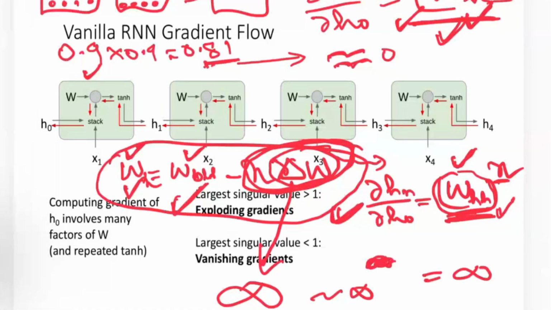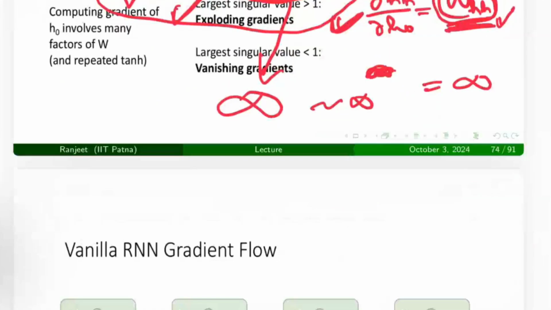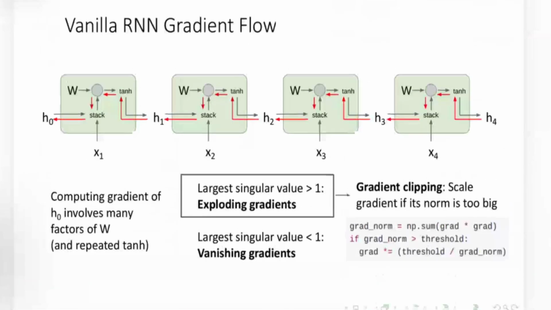Now, how to solve it? Because we know that these are the problems, we have to solve them. So let us start with the first one, exploding gradient. For exploding gradient, people have given a lot of ideas in the past, and this is the idea that is used in general. What is this idea? It's called gradient clipping, and it says: scale the gradient if its norm is too big. So what are we doing here?